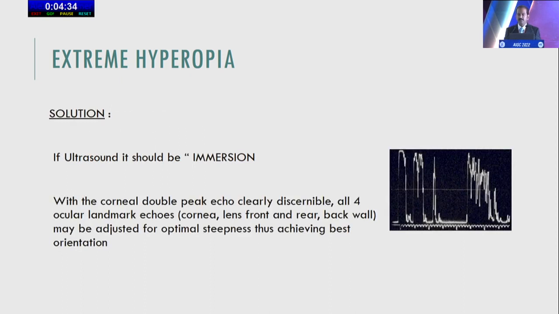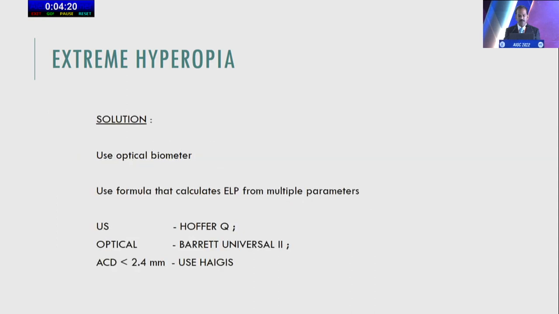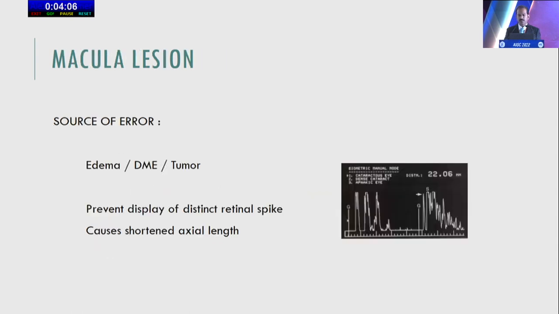So if at all it is an ultrasound, it has to be an immersion to reduce the indentation. In a semi-automatic mode, with the corneal double peak echo clearly discernible, all the other 4 ocular landmark echoes may be adjusted for the optimal steepness, thus achieving the best orientation. It's always better to use an optical biometer and a formula that calculates ELP from multiple parameters. Ultrasound, go for a Hoffer Q. Optical, better to use a Barrett Universal 2. And if the ACD is less than 2.4 mm, use a Haigis formula.